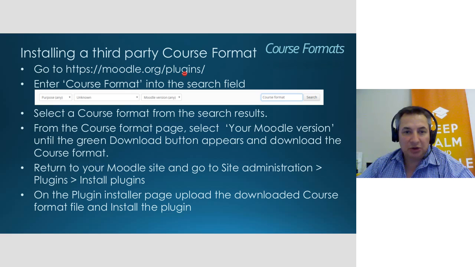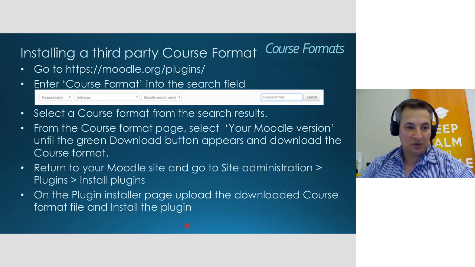the steps are: you go to Moodle, you look up course formats, you select in the selection criteria the format you want, you download it. I'm sure there's cleverer ways of doing it, but that's the way I know how to do it. Then you return to your Moodle site, you go to the administration, plugins, install plugins, and drag it in, and that's it, effectively, I think. But let's just demonstrate that.